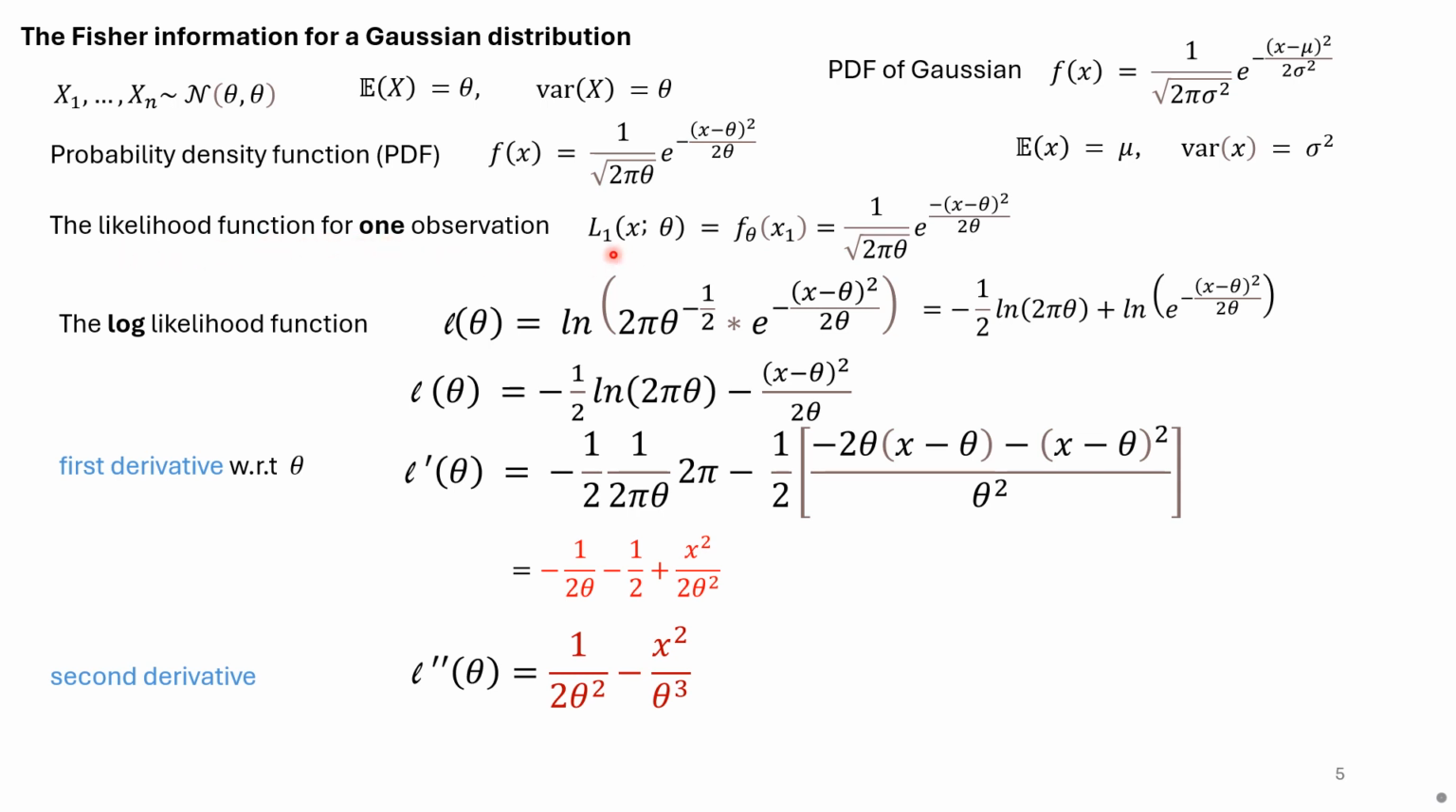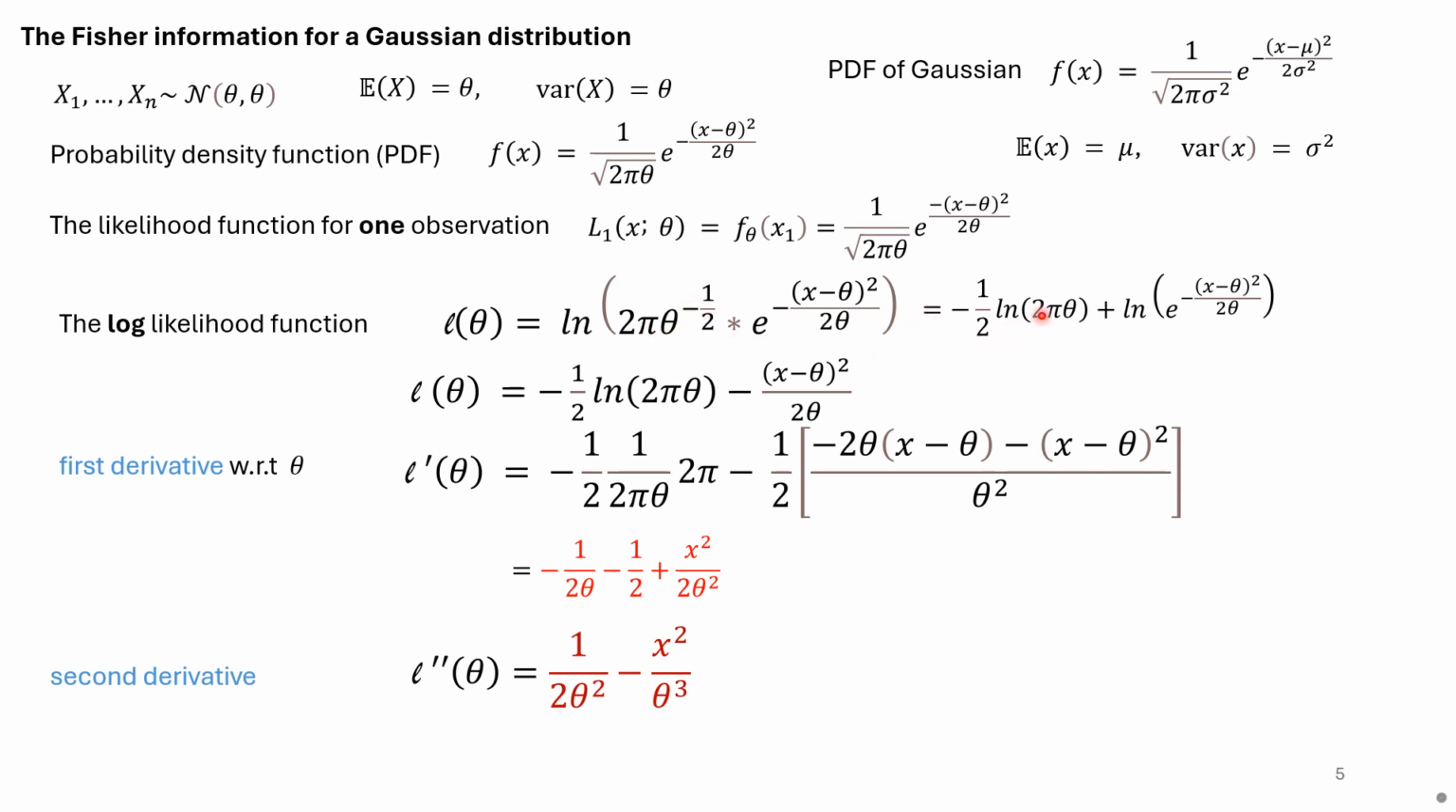It is L1 and it is f theta of x1. It is just this PDF. Then again we need the log likelihood function. It is l of theta. It is log of this expression. So this is like a product. So here we can write this 1 over square root of 2 pi theta as 2 pi theta to the power negative 1/2.